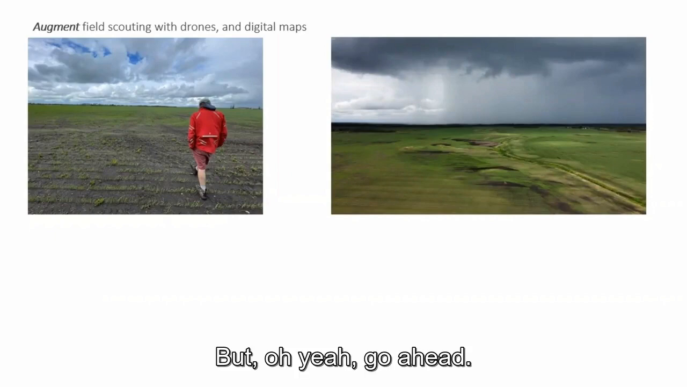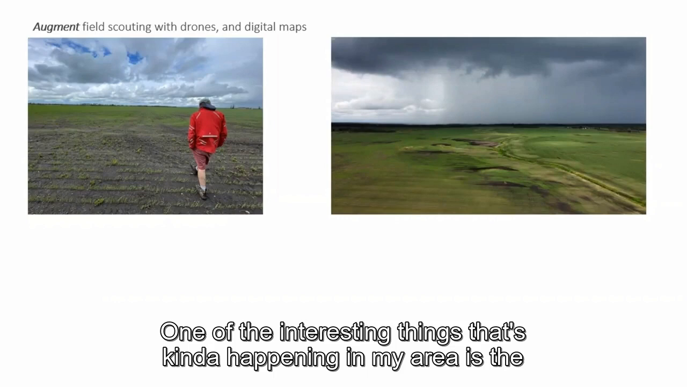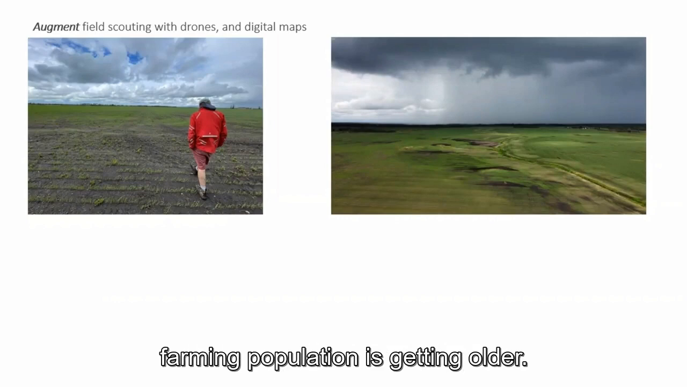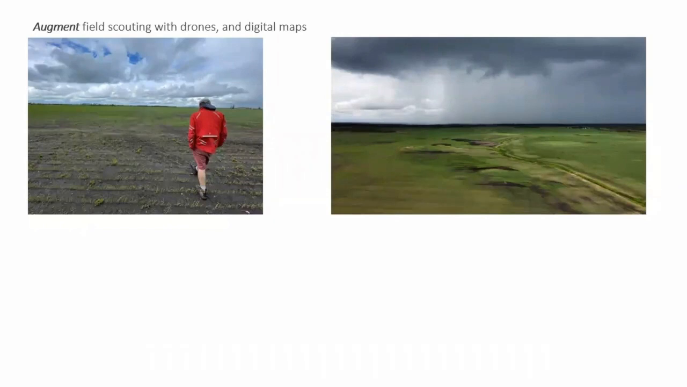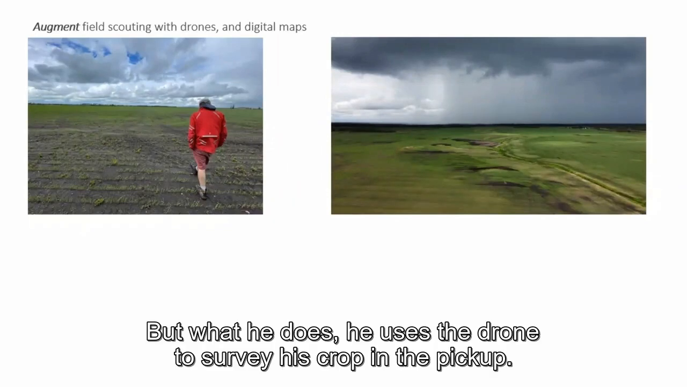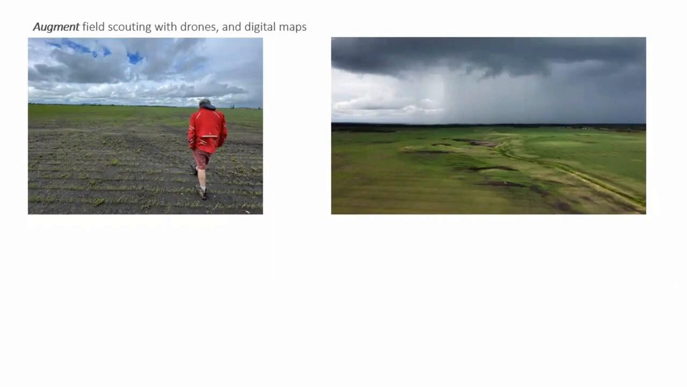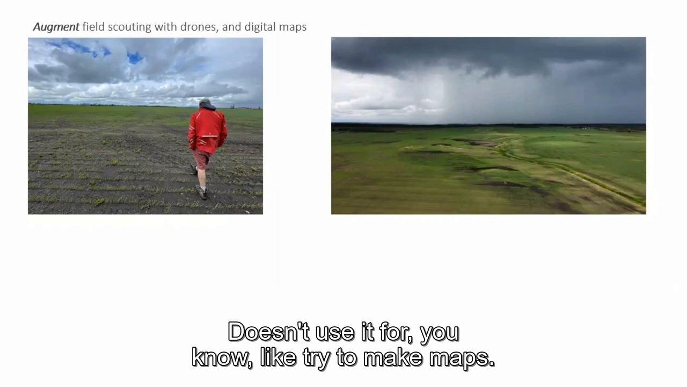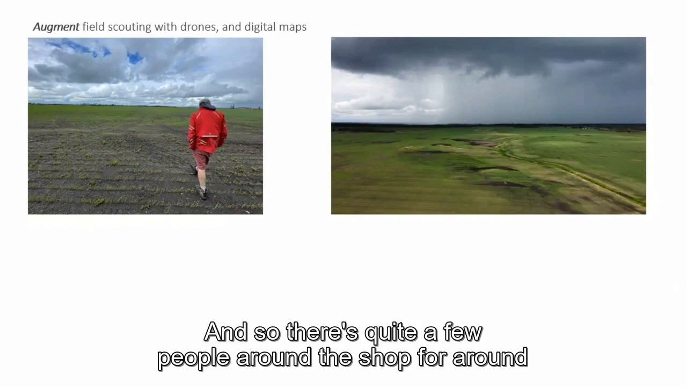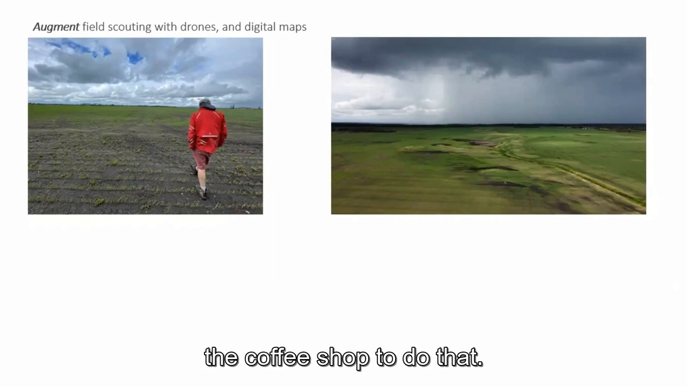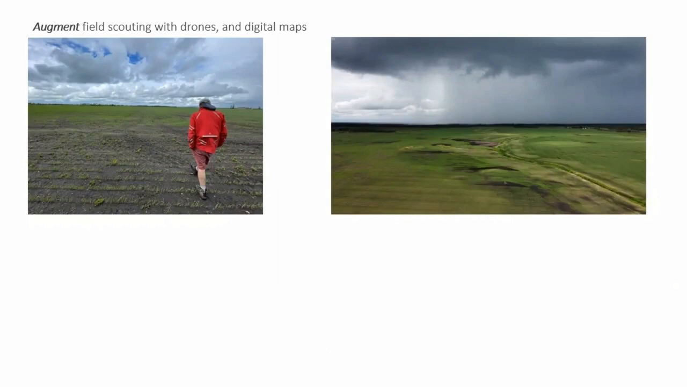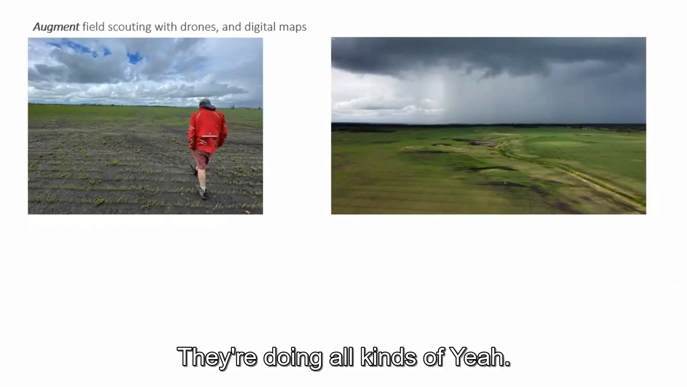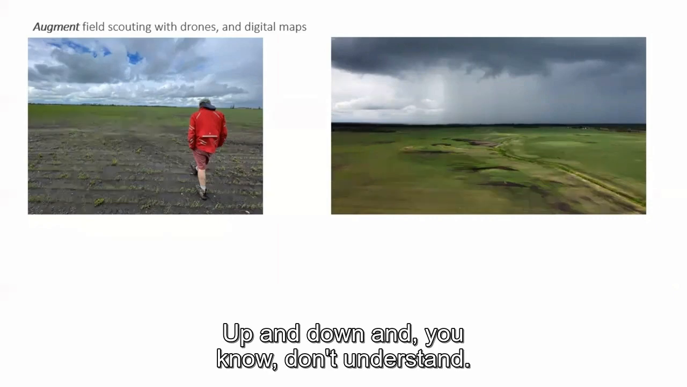One of the interesting things happening in my area is the farming population is getting older. My father-in-law can't walk the fields anymore. He always jokes that it takes twice as long as it used to. But what he does is use the drone to survey his crop from the pickup. He doesn't use it for trying to make maps. He just wants to get up and see it. There are quite a few people around the coffee shop doing that, but it's almost educating them on how to run it.